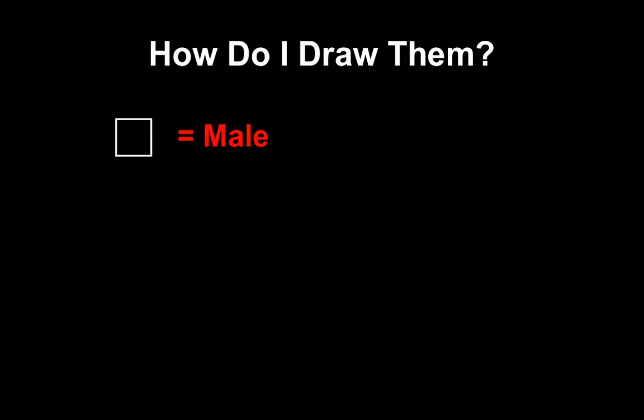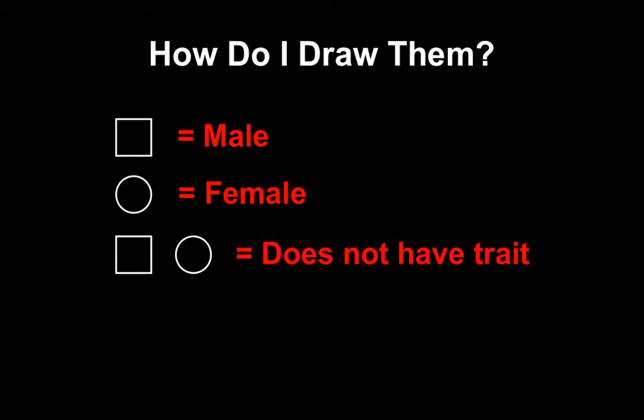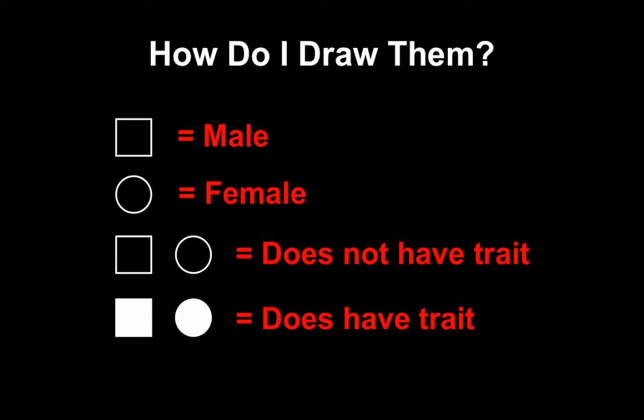A square is going to be a male. A circle is going to be a female. If it's not colored in, they don't have the trait. If it is colored in, they do have the trait. And if it's half and half, they are a carrier. Remember, so they're heterozygous.